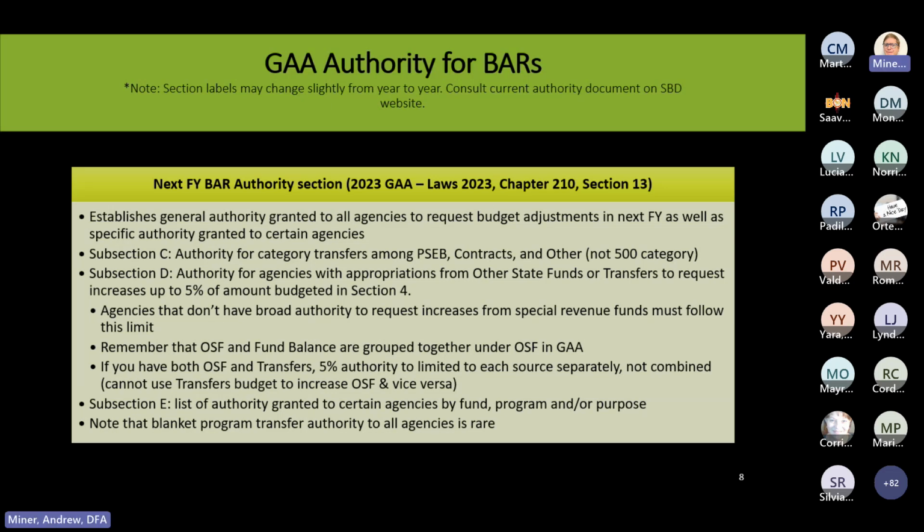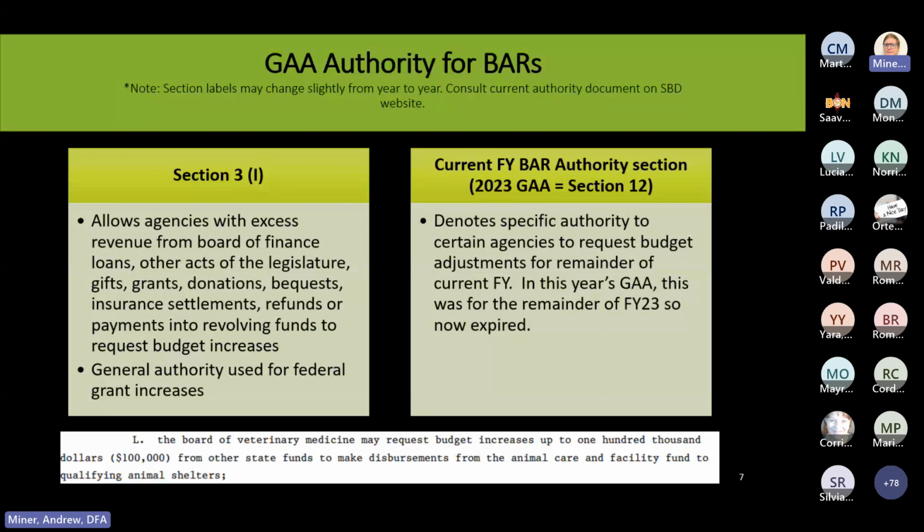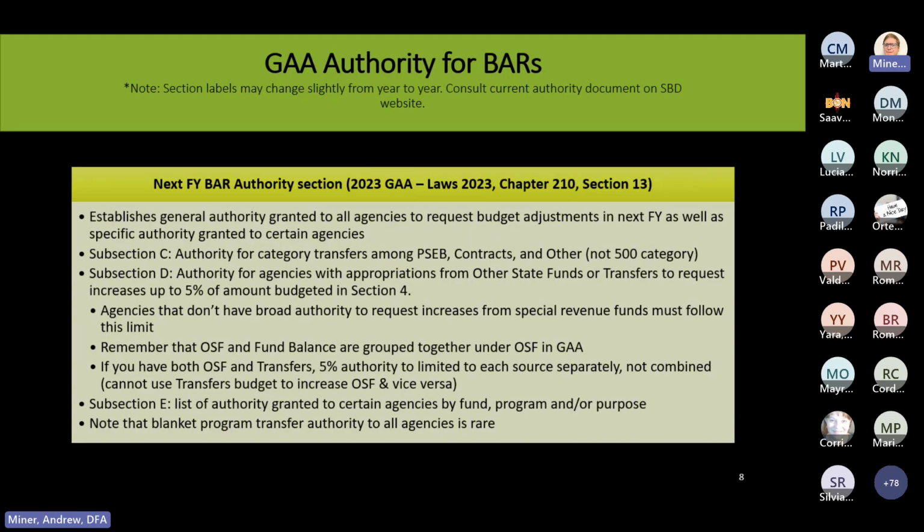And then after that, you've got subsection E, and this is a list of authority that's granted to certain agencies by fund, program, or purpose. So there's a list of items that looks very much like the Board of Veterinary Medicine example you see at the bottom of that. Basically it just repeats it again, but for the next fiscal year instead of the current fiscal year. And do note that blanket program transfer authority to all agencies is rare. I would say it's basically dead at this point.